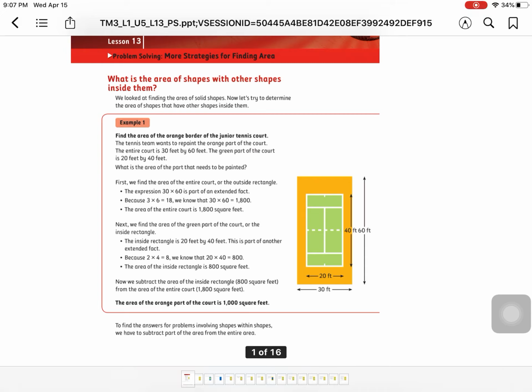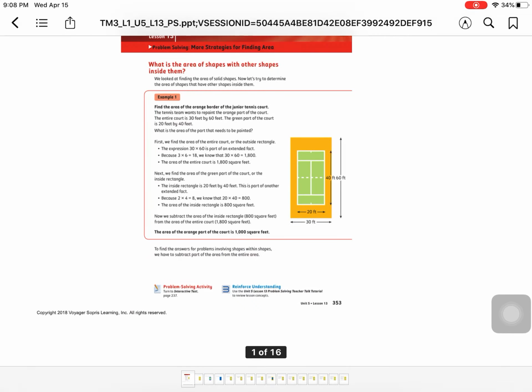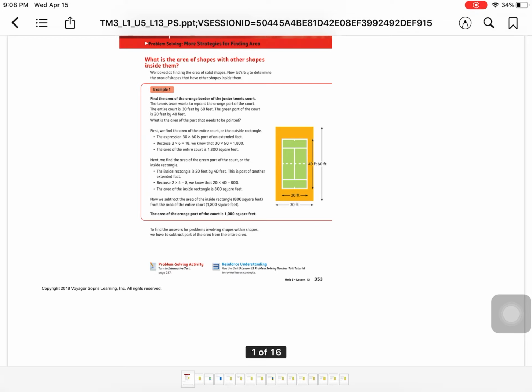So the entire court is 30 by 60 feet. The green part of the court is 20 by 40 feet. What is the area of the part that needs to be painted? So that's what we're looking at for today.